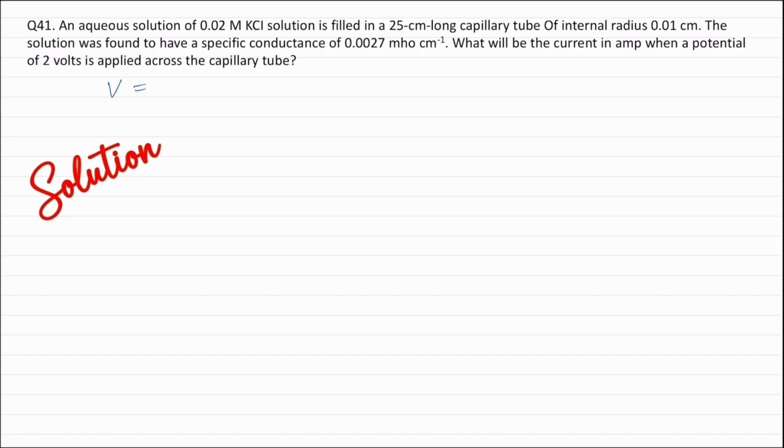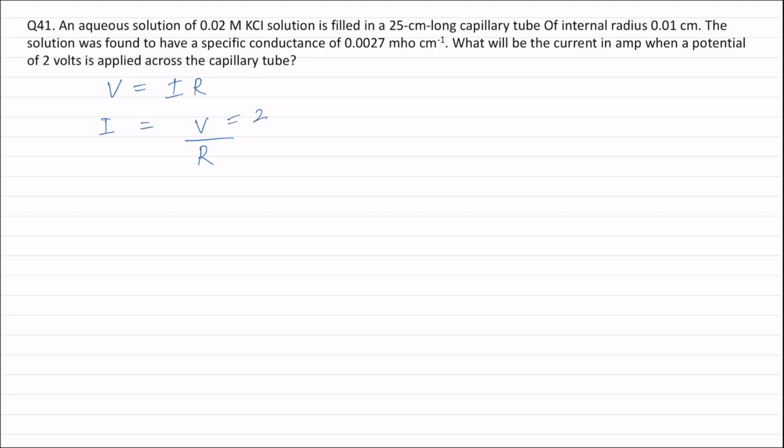Now V is equal to IR. Therefore, I will be equal to V upon R. The value of V is given as 2 volts. Let this be equation 1. The value of R is equal to rho L by A. Rho is the specific resistance.